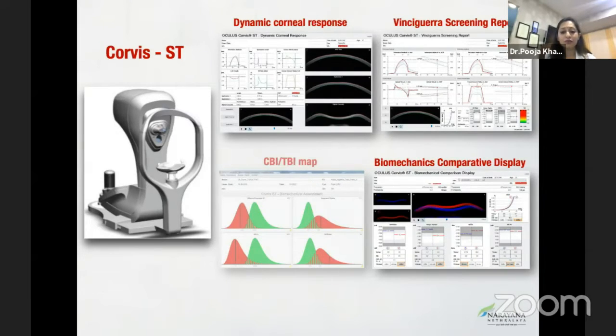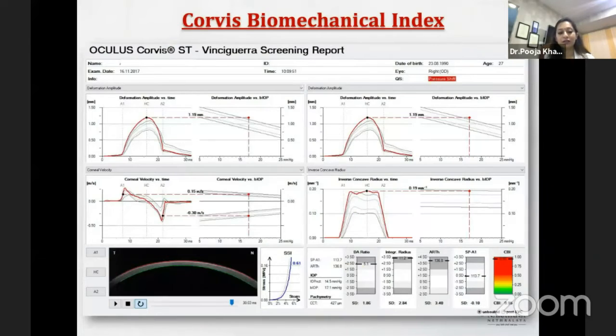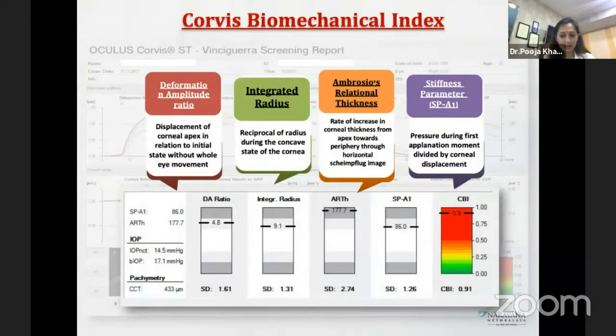a Corvis ST. It's a beautiful tool because it technically tells you the strength of your cornea, and whether to do a procedure, whether to do a LASIK, SMILE, PRK, or a phakic IOL, or whether this is a suspect keratoconus case. Just observe, and then when we move ahead, we decide what to do.